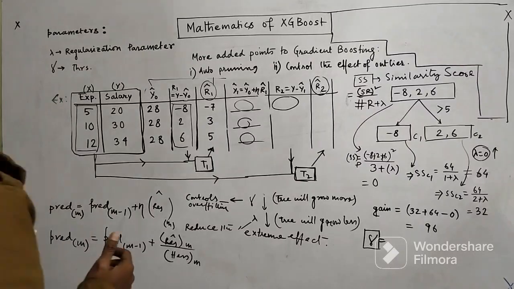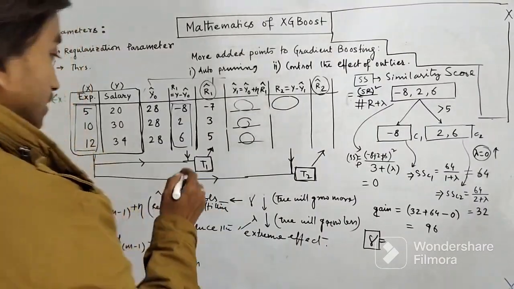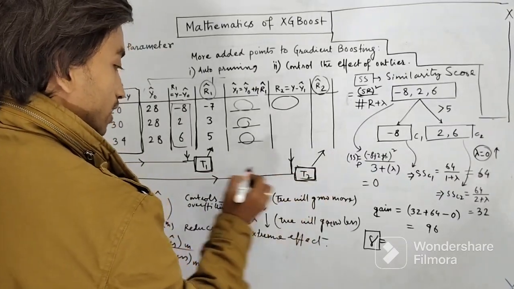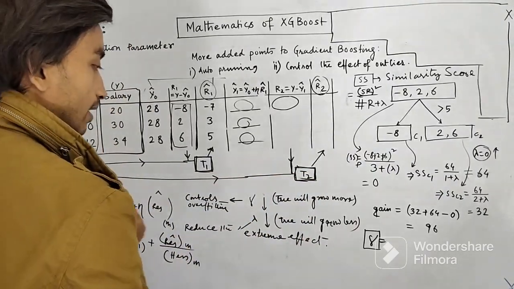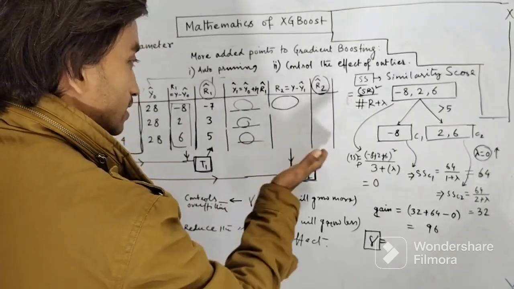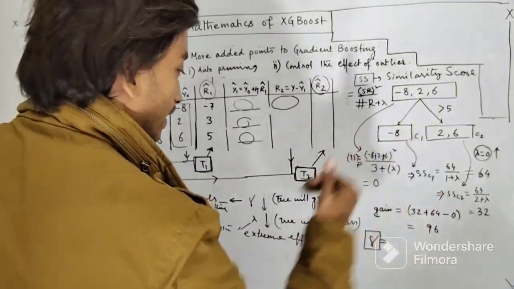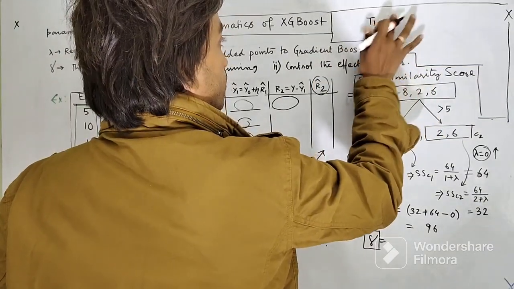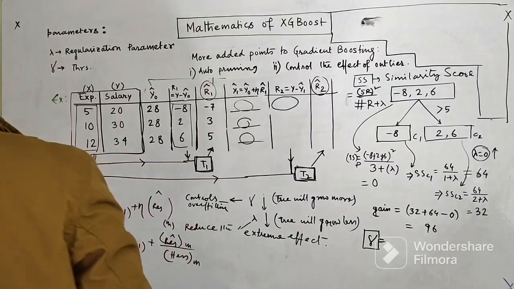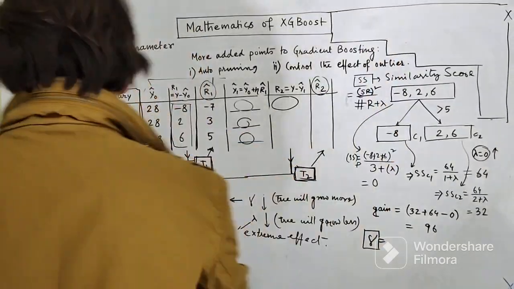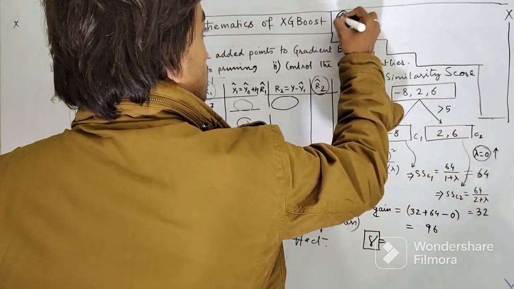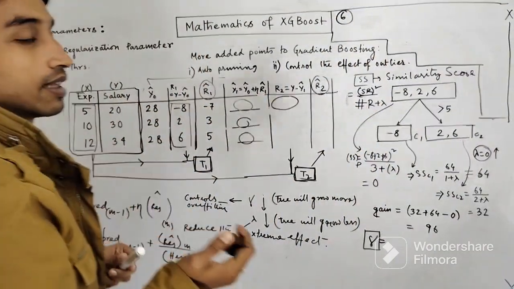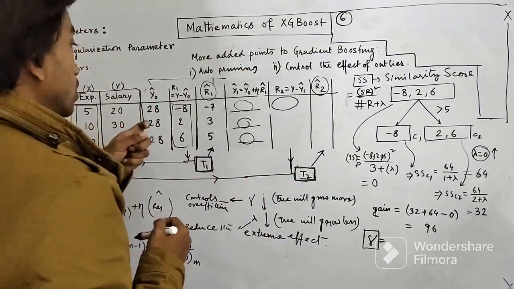Now what is the intuition here? You are growing the trees based on the residual and the input vector, predicting the residuals, and adding them up. This is the construct of your tree. Let us suppose you have another input, say 6 years of experience, and you have to tell the salary.